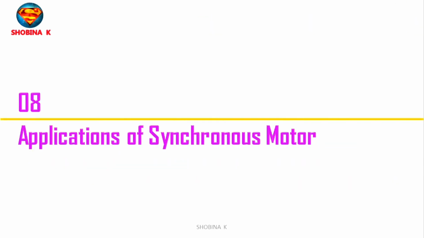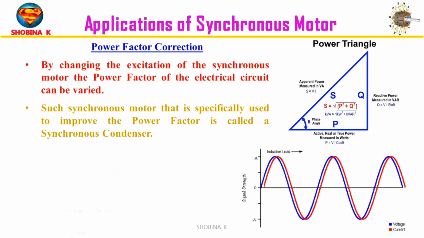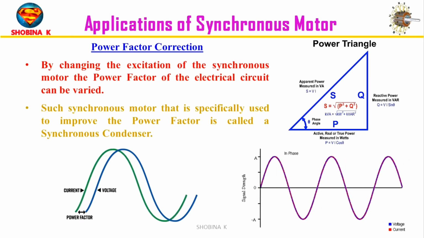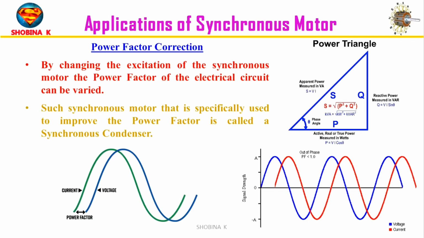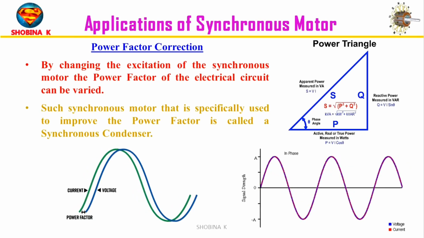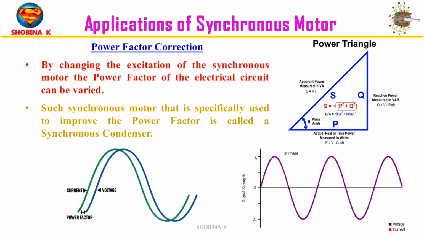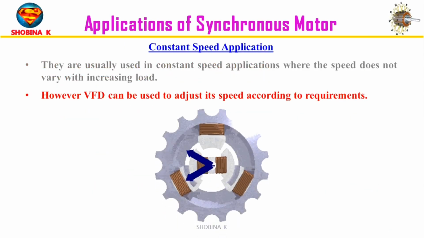And next we have the applications of synchronous motor. First, the power factor correction. The over-excited synchronous motor works as a synchronous condenser, used for improvement of power factor of industrial loads having lagging power factors. So by changing the excitation of the synchronous motor, the power factor of the electric circuit can be varied. And that kind of synchronous motor that is specifically used to improve the power factor is called the synchronous condenser.